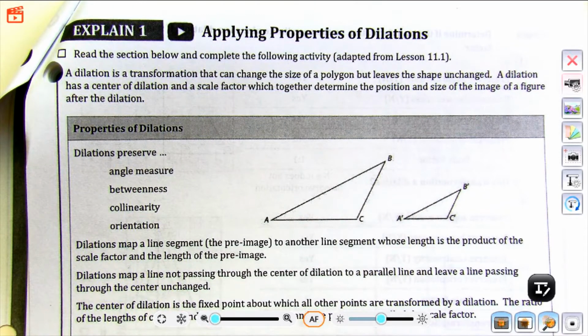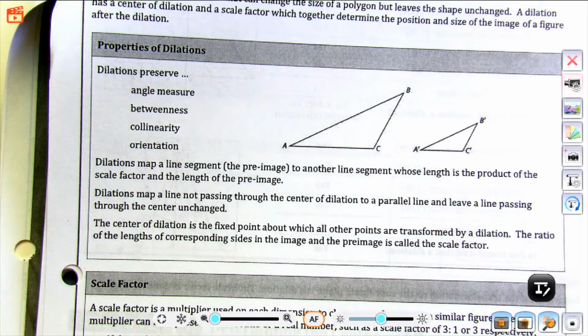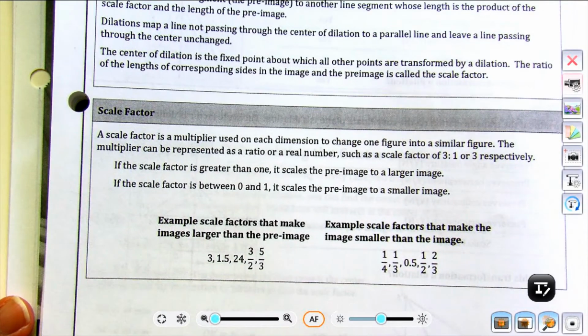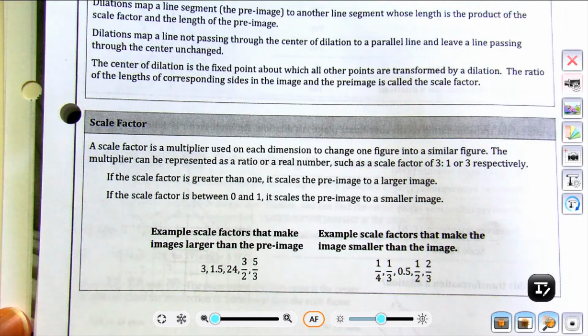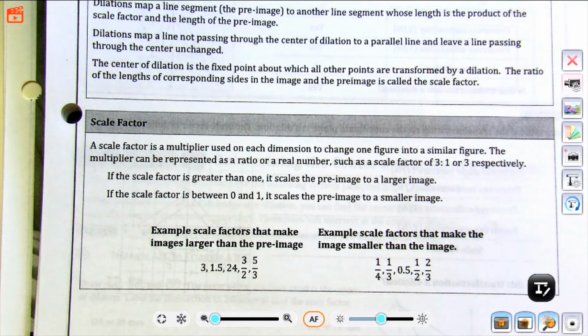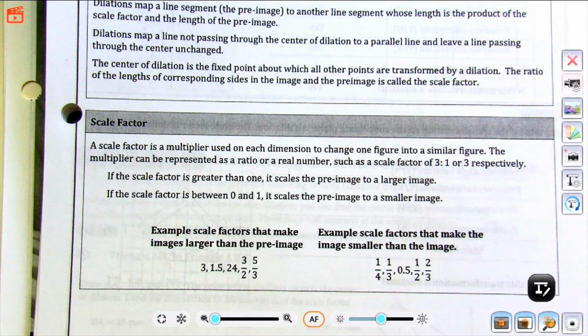Okay, next let's talk about scale factor. In the beginning of this lesson, we talked about how a figure that is dilated could either get smaller or get bigger, and that depends on the scale factor. The first thing to talk about is what makes an object become a bigger object, and that is if the scale factor is greater than 1.